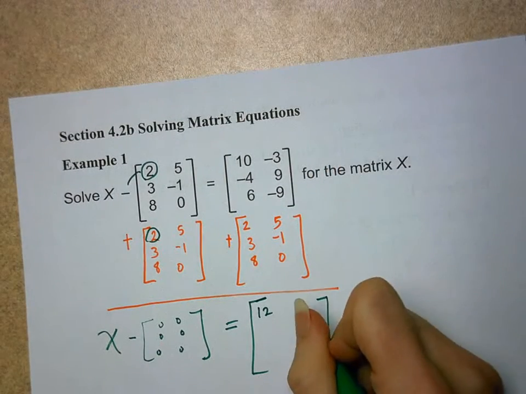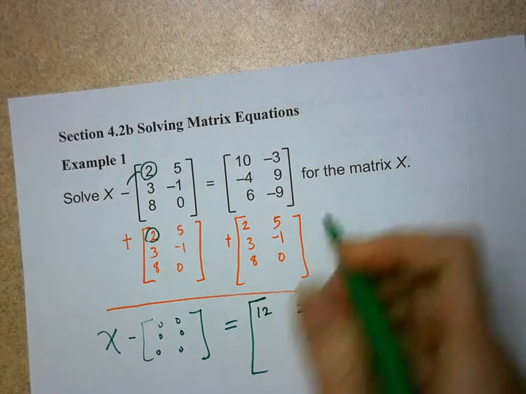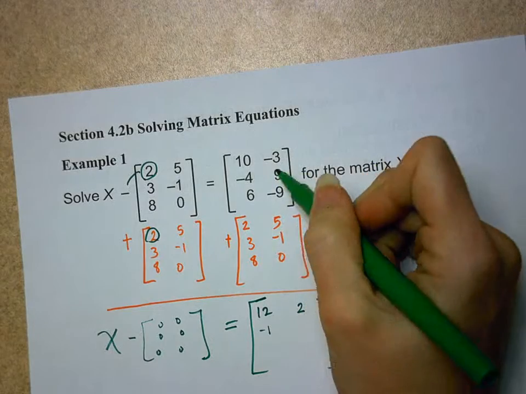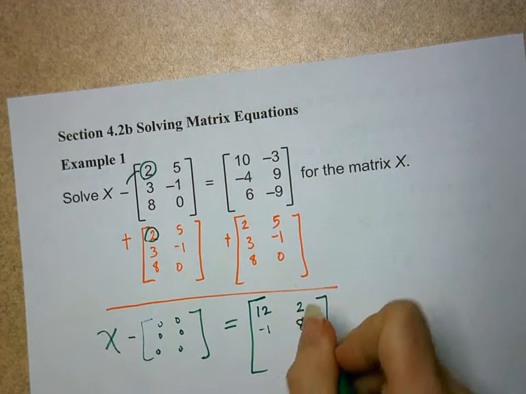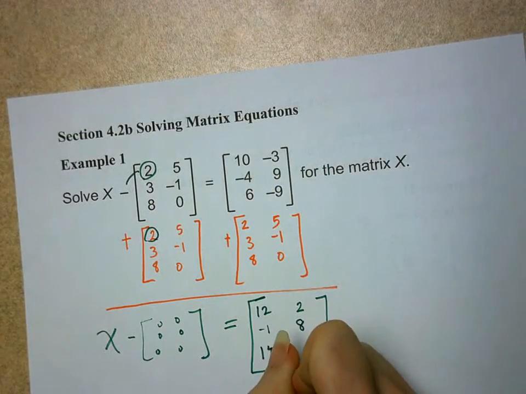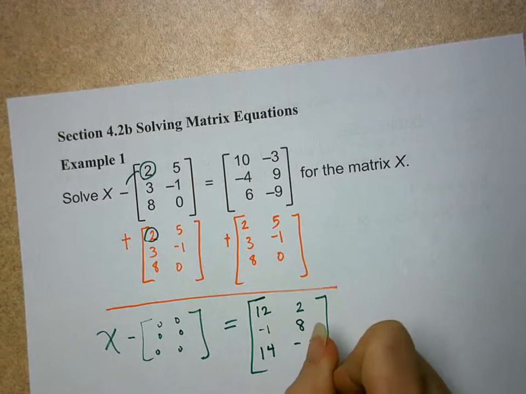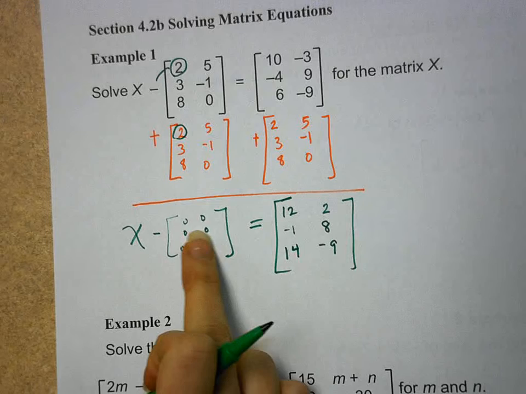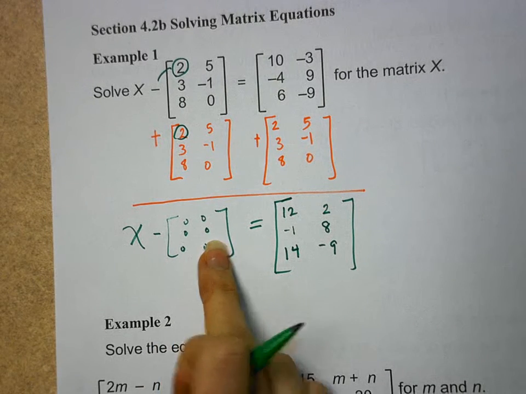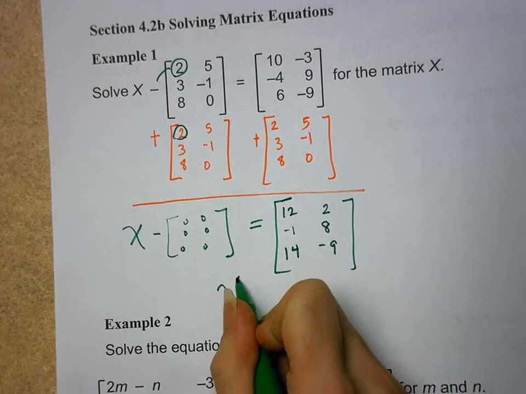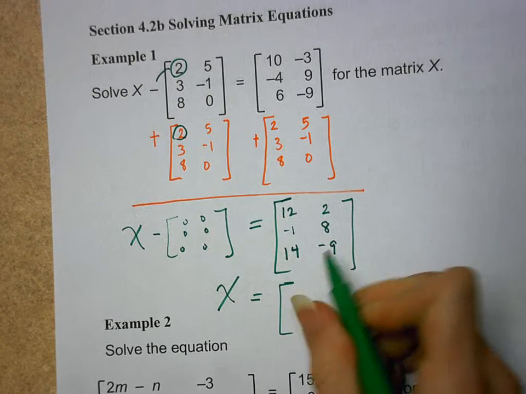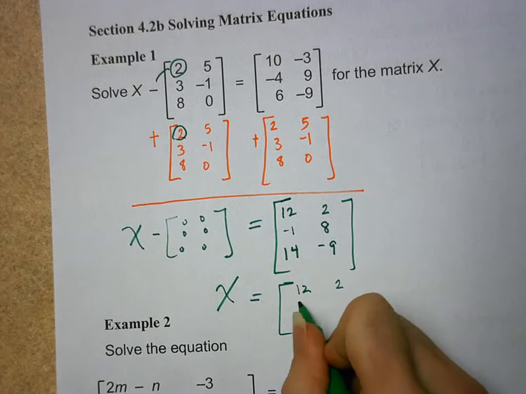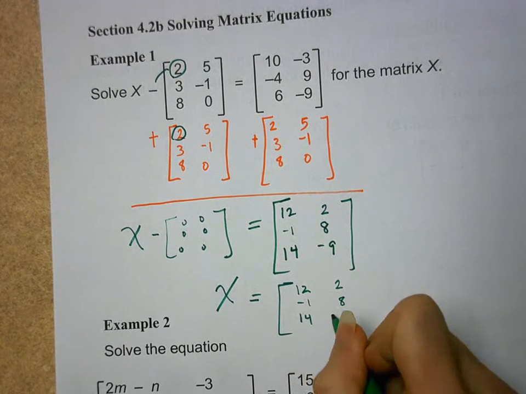Negative 3 plus 5 is 2. Negative 4 plus 3 is negative 1. 9 plus negative 1 is 8. 6 plus 8 is 14. Negative 9 plus 0 is negative 9. Now, we looked at how any matrix, if you add or subtract it to the zero matrix, gives you the same matrix back. So x, matrix x, would equal these elements, 12, 2, negative 1, 8, 14, and negative 9.